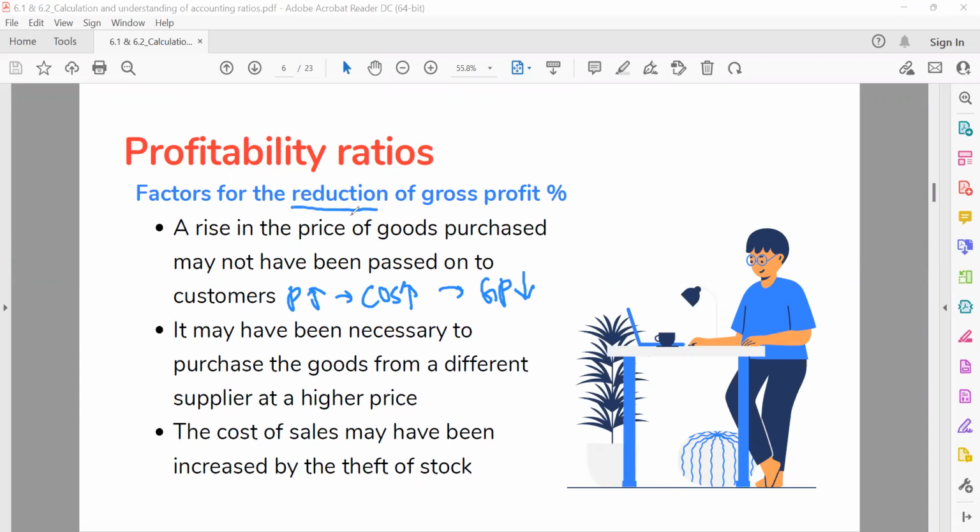It may have been necessary to purchase the goods from a different supplier at a higher price. This happens in manufacturing. If the capacity is full, they have to buy from outsiders at a higher price in order to supply to the customer. The cost of sales may have been increased by the theft of stock. That means some internal control is not good, and someone is stealing the goods for personal use or taking them out without the management knowing.